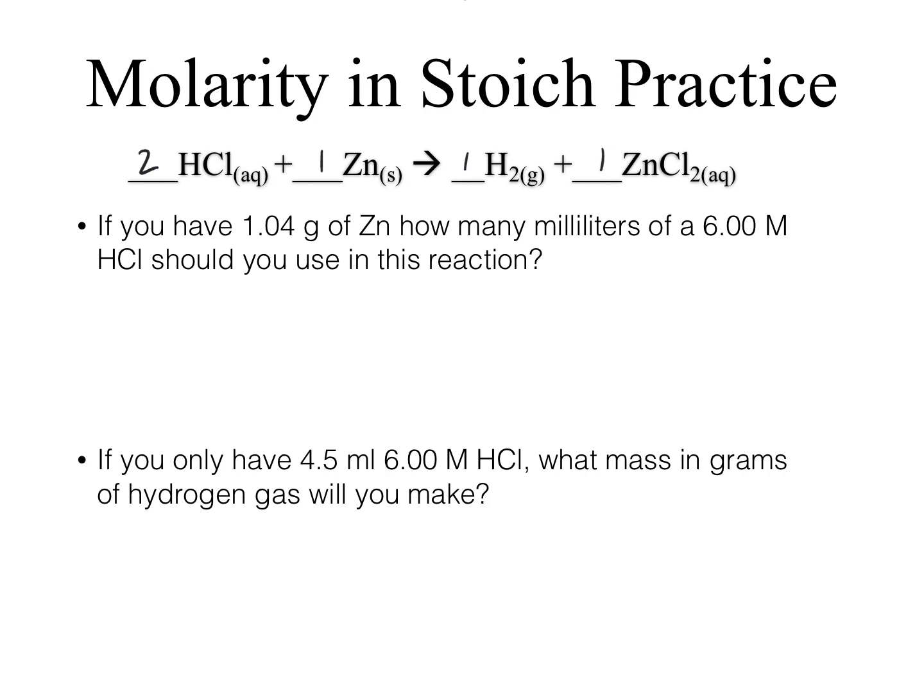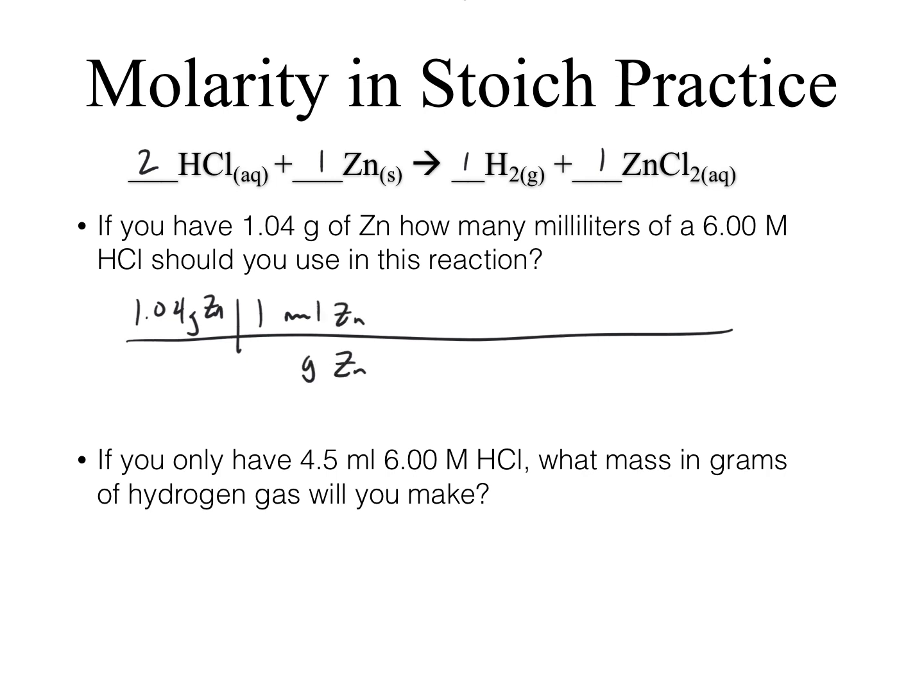This time I'm going to start with 1.04 grams of zinc, and it's asking how many milliliters of 6.00 molar HCl do you use in this reaction? So like I did before, I start with my grams of zinc. Now I want to convert from grams of zinc to moles of zinc, so I want moles of zinc on top. I want grams of zinc on bottom. The molar mass of zinc is 65.38, so I'm going to put that in the bottom.